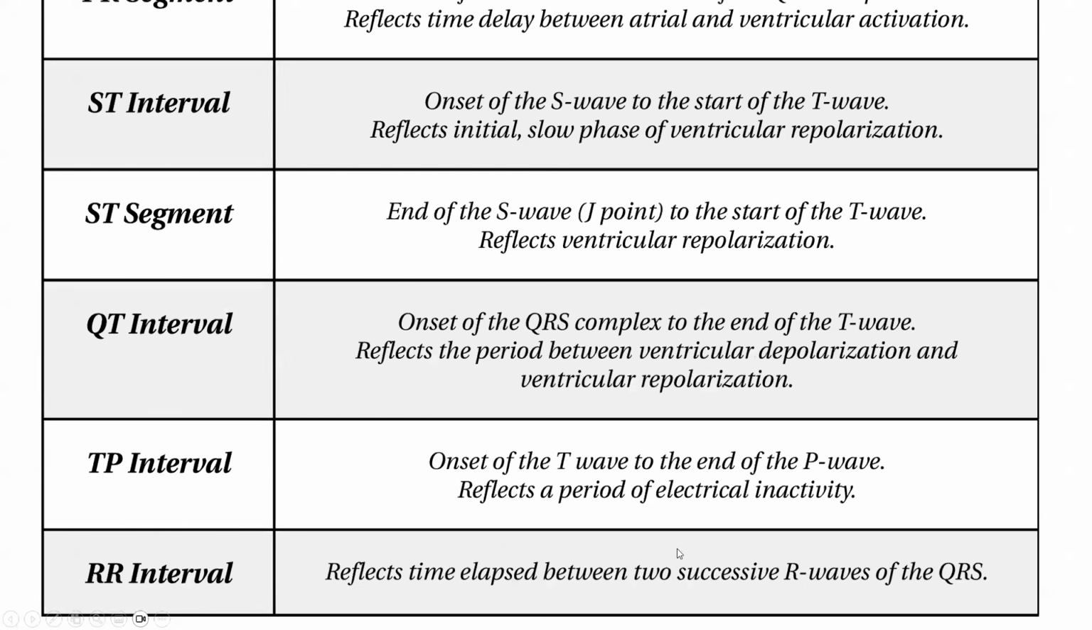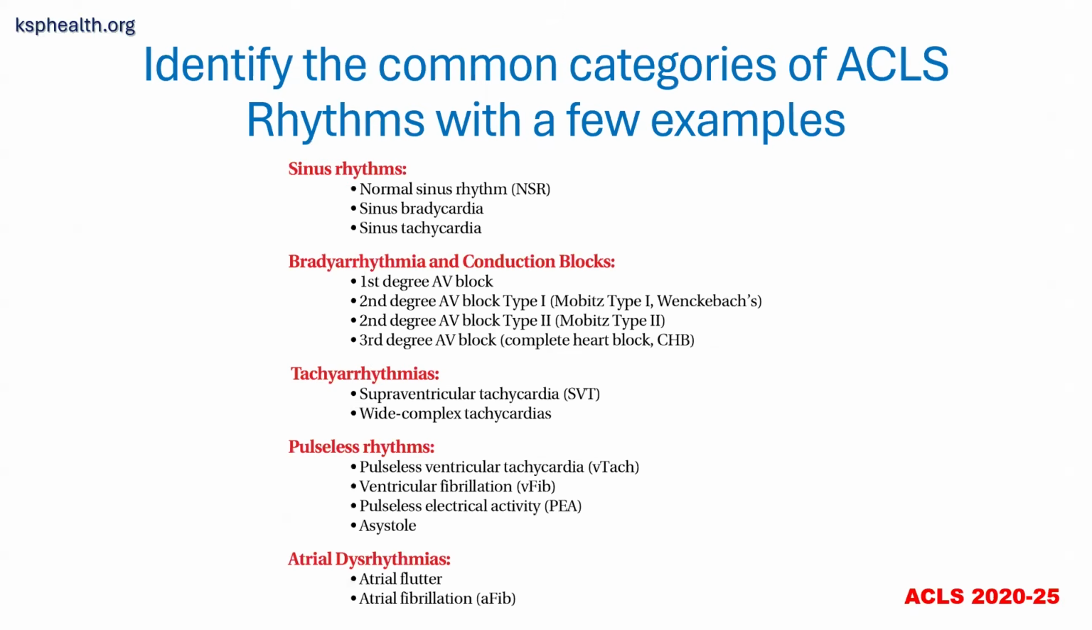TP interval reflects period of electrical inactivity. RR interval reflects time lapse between two successive R waves of QRS complex. So go over again till you really get it. That will kind of help you in identifying rhythms and also taking care of these patients.